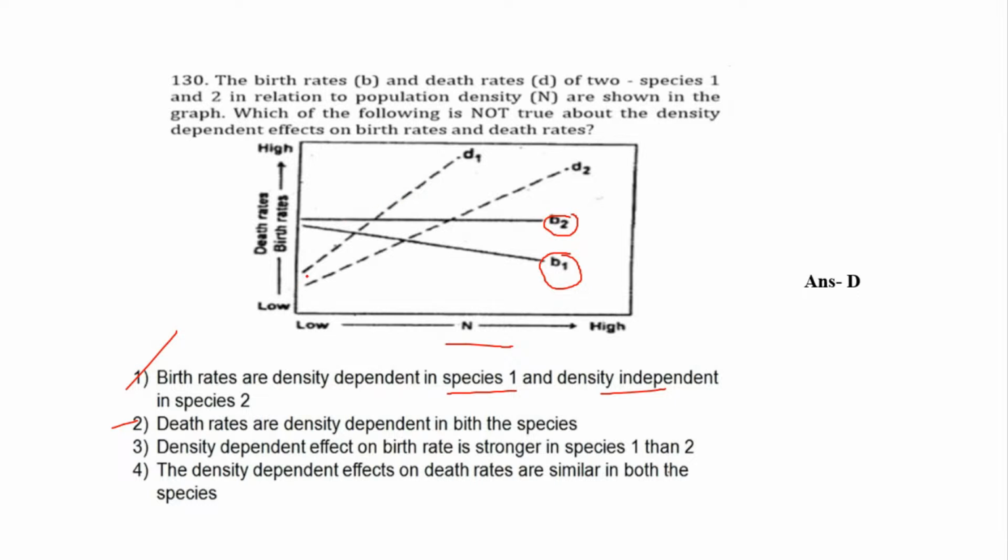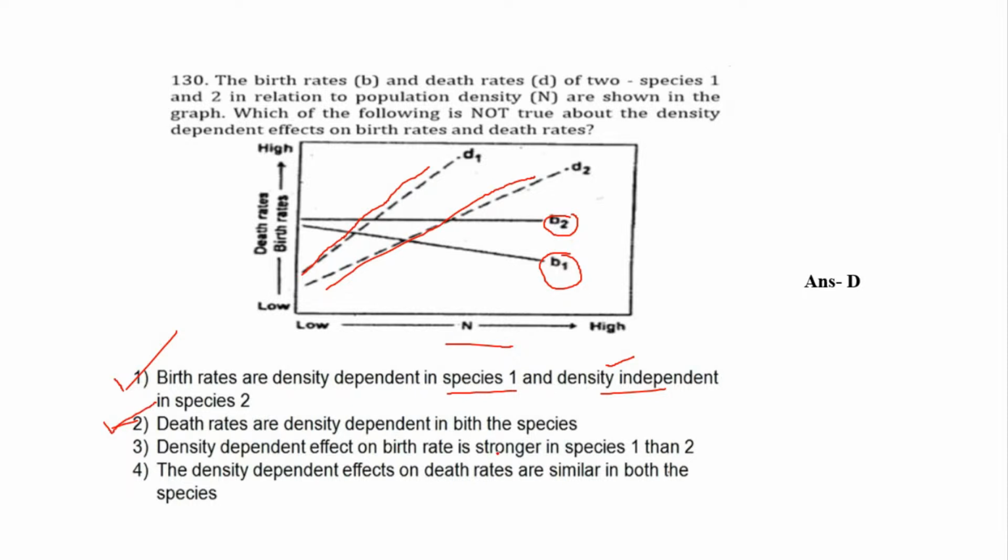Death rates. This one they are saying density independent. So it is more or less a straight graph. So we can say that this is correct. So we can say that statement 1 is correct. Birth rates are density dependent. Yeah, it is density dependent. It's tilting somehow, and this is density independent for the B2. The second, they are saying death rates are density dependent in both the species. So obviously we can see that the death rate is somehow increasing as the density is also increasing. So it is density dependent definitely.